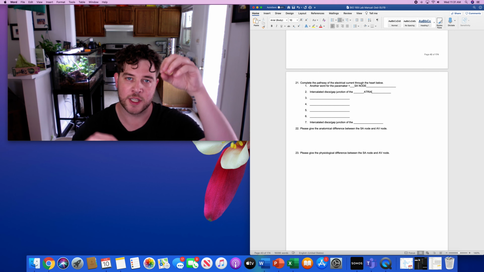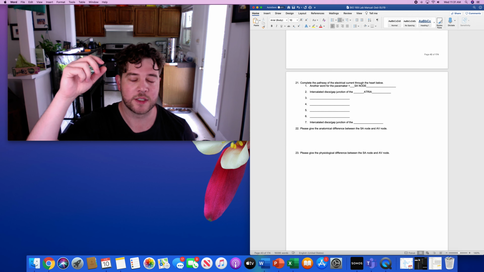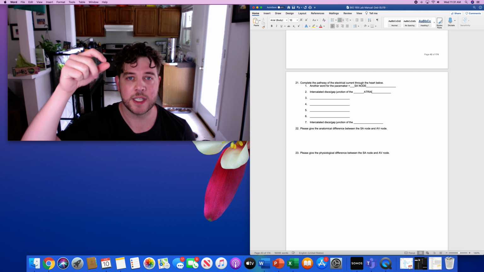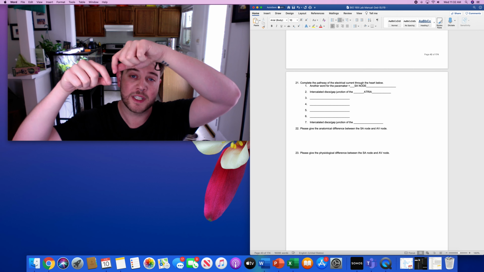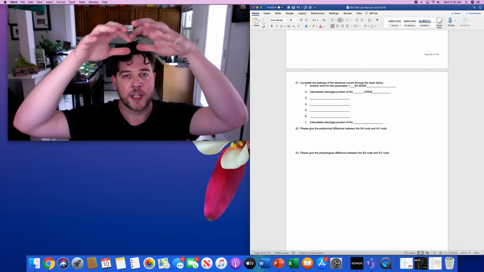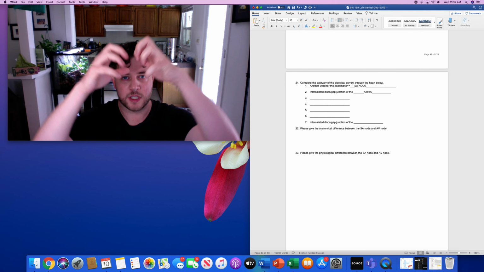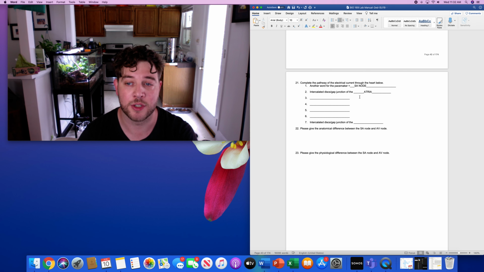So the signal starts in the SA node. This is my right side. The signal starts in the right atria at the SA node, and then it spreads. As it's spreading, it's going down towards the AV node, but it's also spreading out across the atria, going superior to inferior. So the atria contracts superior to inferior, pushing blood down, passing through the intercalated discs. From there, it's going to go into the AV node.